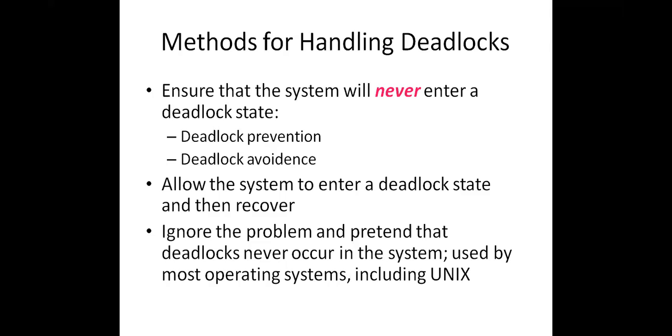Okay, and then the third step: if we detect a deadlock, unfortunately, and we enter into the deadlock state, what do we need to do? We need to recover from the deadlock. And the last one is to ignore the problem. We pretend that deadlock will never occur in the system. That is the last one.